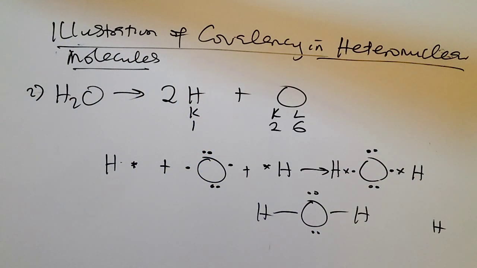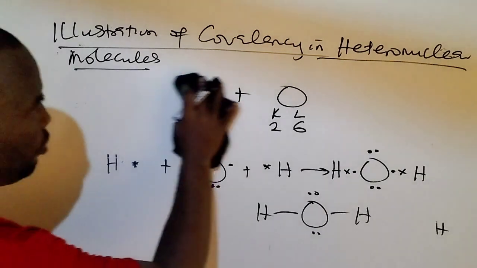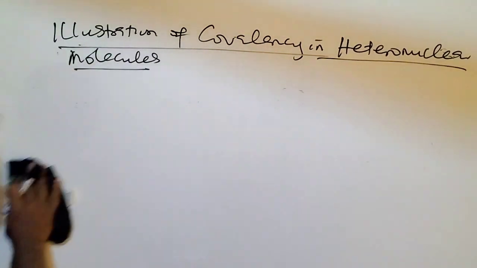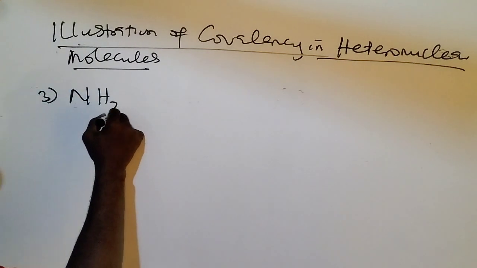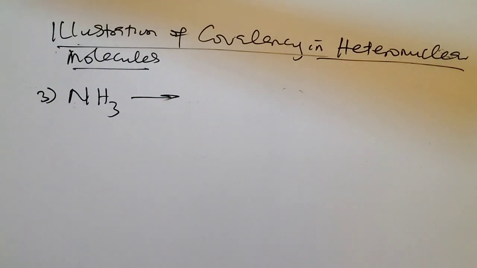So, having done that, the next example I want to take is ammonia. Number 3 is ammonia, NH3. Let's look at the bonding in ammonia. Ammonia consists of 1 nitrogen atom and 3 hydrogen atoms.